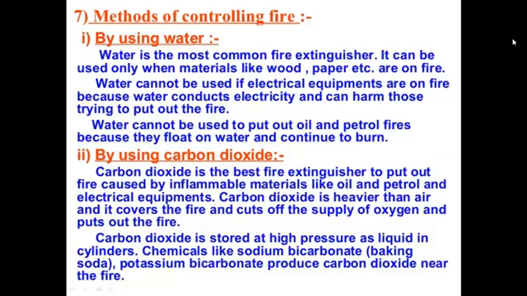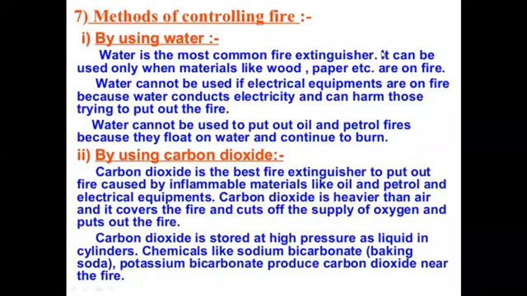Now, where is the carbon dioxide produced from? Carbon dioxide is stored at high pressure as a liquid in cylinders. Chemicals like sodium bicarbonate, another name for which is baking soda, and potassium bicarbonate produce carbon dioxide near the fire. When that carbon dioxide is produced, it forms a blanket around the fuel, and the fire can be extinguished.